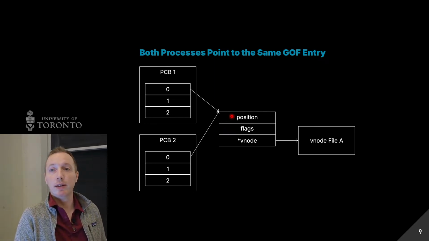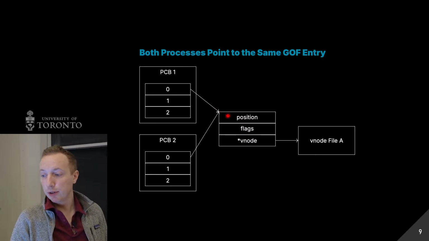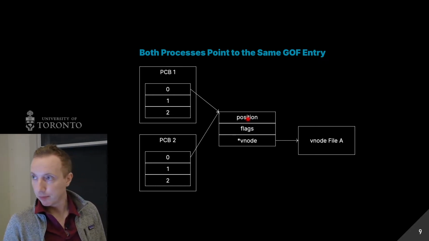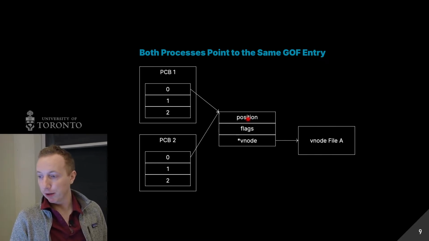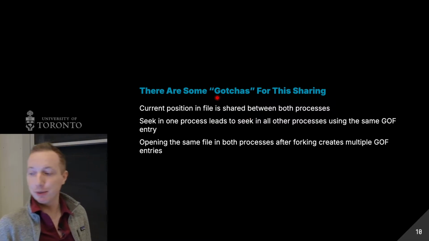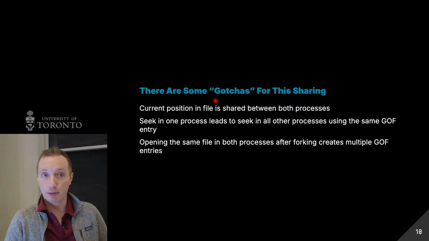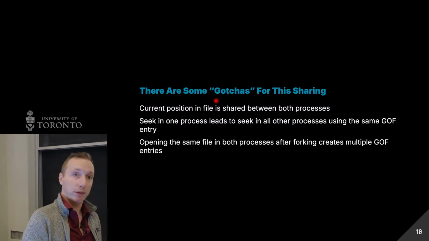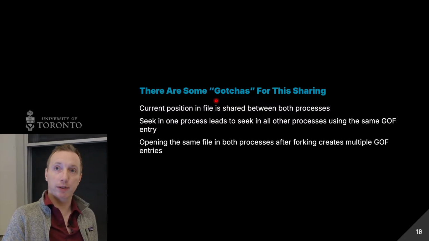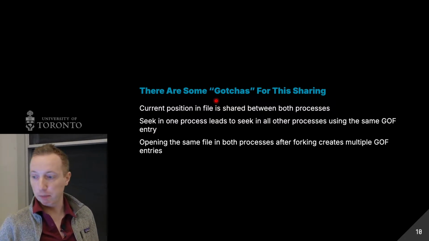Yeah? Okay, so if we use lseek in the parent process, the child process PCB would also change? So their PCB won't change, but the position will update in that global open file table, which is shared by them. Okay. Yeah. Which makes this even more fun. So yeah, there are some gotchas with this. Again, that current position is shared between both processes if you fork. So a file descriptor essentially points to a global entry. If they both point to the same global entry, they share that entry.